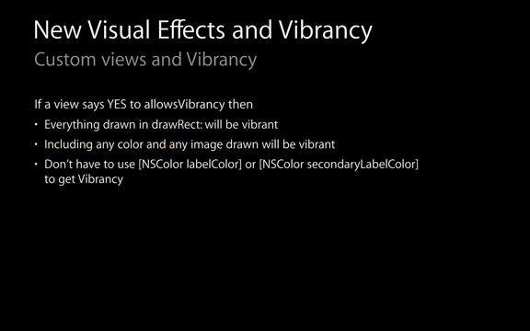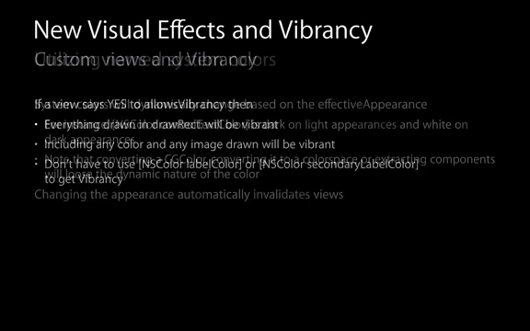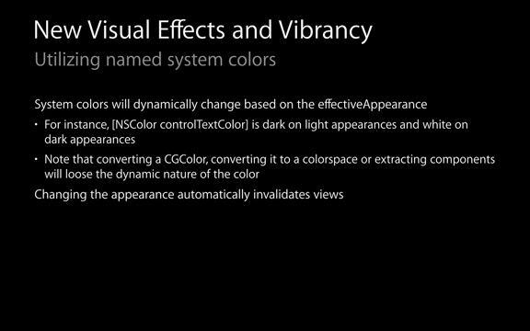Now, because that view says yes to allowsVibrancy, anything drawn inside of that view will automatically become vibrant. Even if you drew images, any text, any color, everything inside of it will be vibrant. You don't have to use label color or secondary label color to get vibrancy in that view. However, what you can do is utilize named system colors to have your application and your custom view be more dynamic depending on what kind of appearance it's in, if it's in a light appearance or dark appearance. So for instance, something like NSColor controlTextColor is dark when it's on a light appearance and light when it's on a dark appearance.